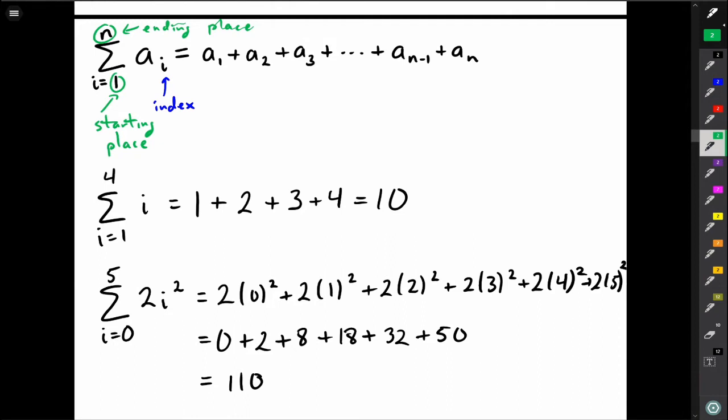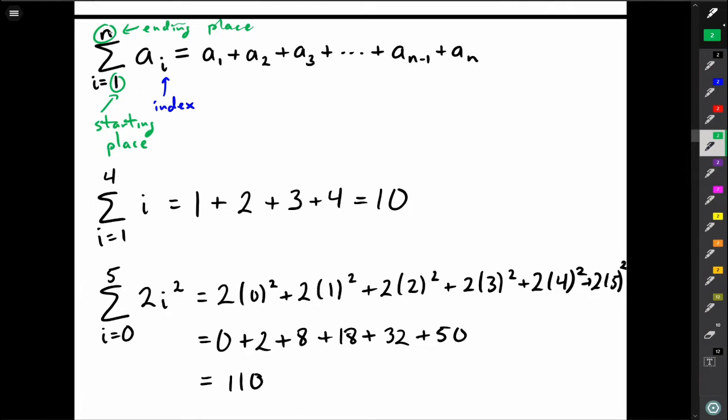This a_i here would be some formula with i's in it that, when we plug in numbers for i, we end up with numbers out of it. If we plug in 1, we get the number a_1, whatever that number is. When we plug in 2, we get some other number that we'll call a_2. Plug in 3, we get some number called a_3, and so on, all the way up through a_n.